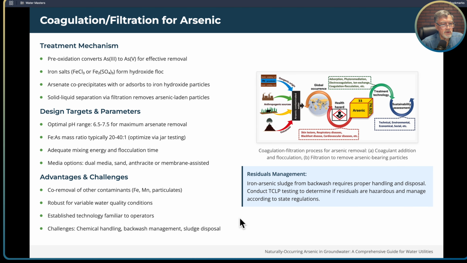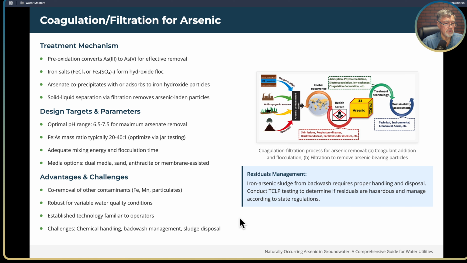You're going to use iron salts to form a hydroxide floc. The arsenate, which is the arsenic 5, is going to co-precipitate with or adsorb to the iron hydroxide particles. And then you're going to get solid-liquid separation via filtration, and that's going to remove your arsenic-laden particles. So it's basically coagulation and then filtration. The optimal pH range here is 6.5 to 7.5 for maximum arsenate removal. Your iron to arsenic mass ratio is typically going to be 20 to 40 to 1, and you can do jar testing to optimize that. Adequate mixing energy and flocculation time is needed.